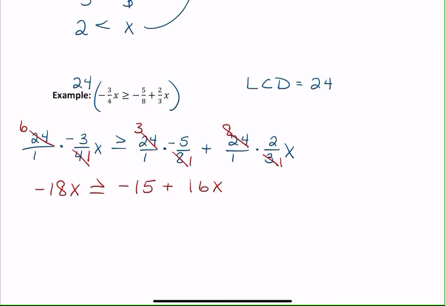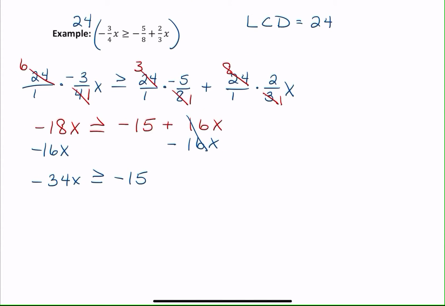By multiplying by the least common denominator, it clears out all the fractions, so you can just have a nice, neat inequality to deal with. So here I'm going to subtract 16x from both sides, which will give me negative 34x is greater than or equal to negative 15.